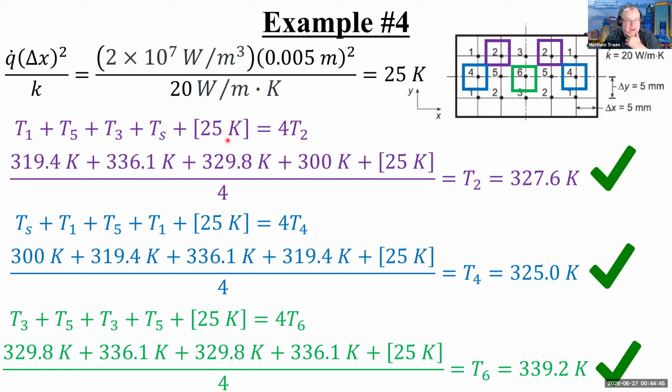And then I'm going to add my 25 Kelvin, which again is from my heat generation, right? So that's what I calculated here. And that equals 4 times the temperature at node number 2. We do a little algebraic manipulation. We solve for T2, and it works out to be 327.6 Kelvin. Okay. And that's verified with the back of the book and with AI.